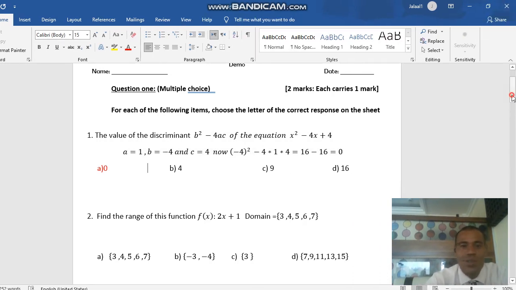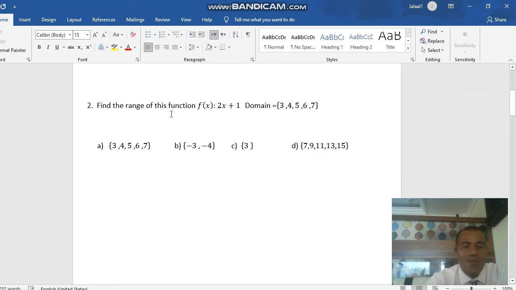For question number 2, find the range of this function, x maps to 2x minus 1. The domain is 3, 4, 5, 6 and 7. We are going to work out the range. If x is equal to 3, then y should be equal to 2 times 3 minus 1. Clear? It will be 6 minus 1, which gives 5. So I will write here 5.